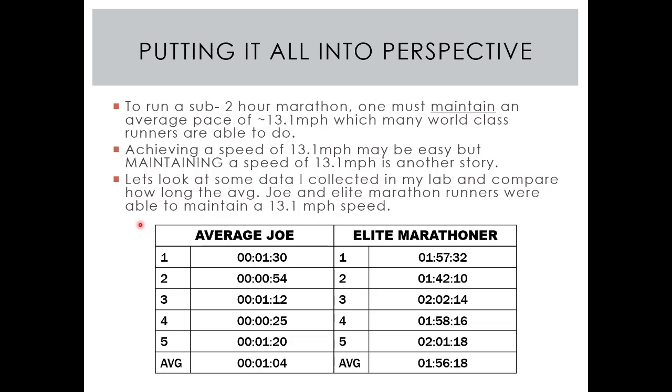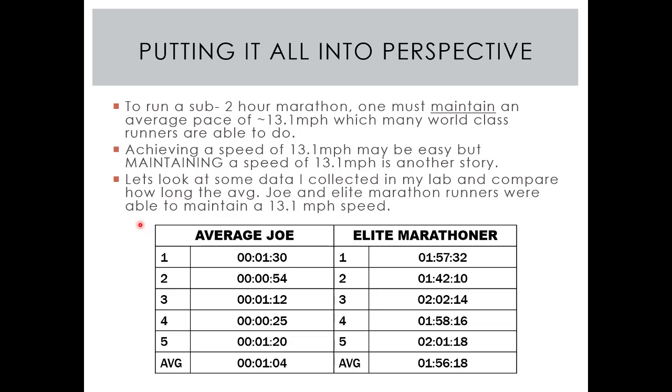We had subjects in both groups run at a constant speed of 13.1 miles per hour on a treadmill, and we simply tested how long they could sustain that workload for. A few days before this test, we also tested a subject's anaerobic threshold as well as VO2 max. The anaerobic threshold was measured via ventilatory threshold testing, which is an alternative to lactate threshold testing, and VO2 max was measured to quantify the aerobic capacity.